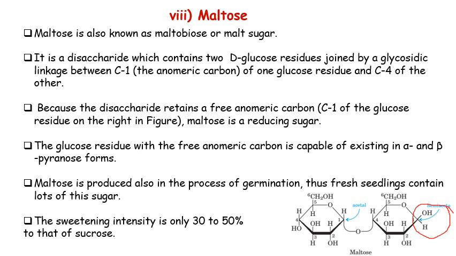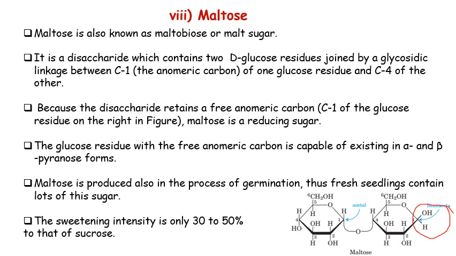Because this remains free in this form, the position of H and OH may interchange with each other, so that is why it can be of alpha or of beta pyranose form. Commonly maltose is also produced in the process of germination, like when the seed germinates, it is produced in the germination process.